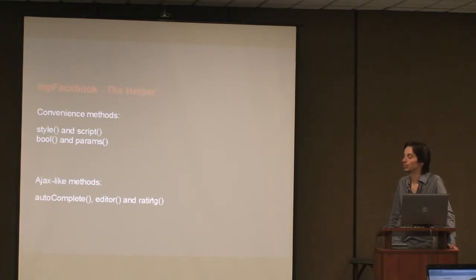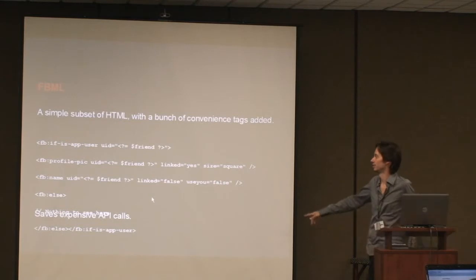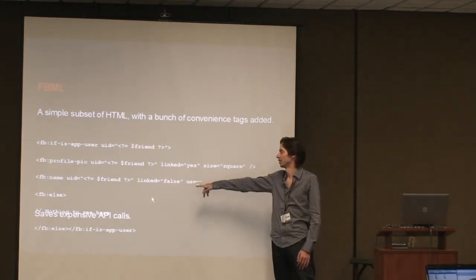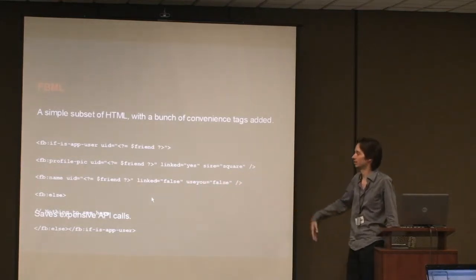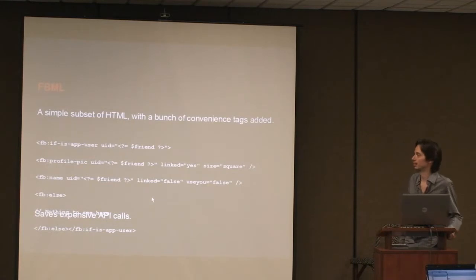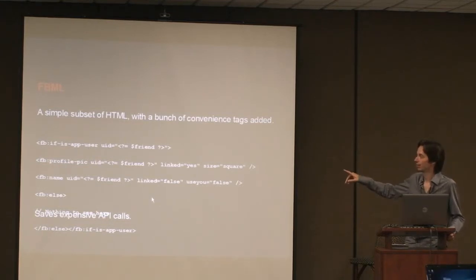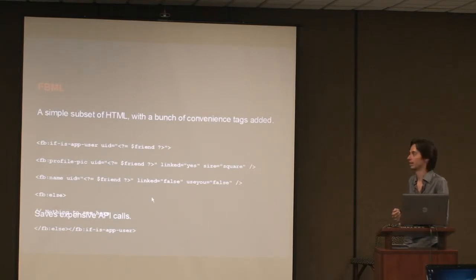Two other convenience methods I added were bool and params. Those I added this past weekend, and those just help with some of the logic. Facebook tags are full of things like link equals false. It's not a Boolean false, it's a string false. So I made some convenience methods just to make that a little bit cleaner. I decided against actually making the tags, because they're relatively simple already, but you can just create them in the helpers in Cake. And two other ones are URL and link.